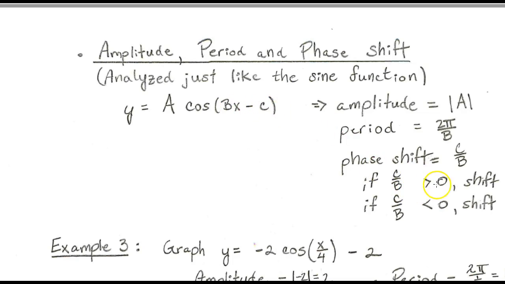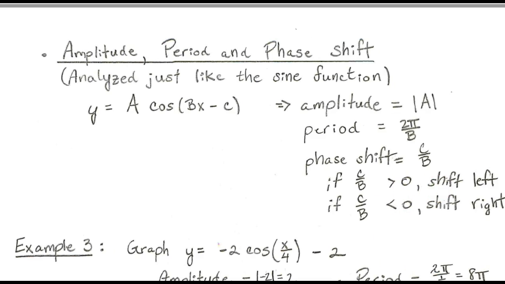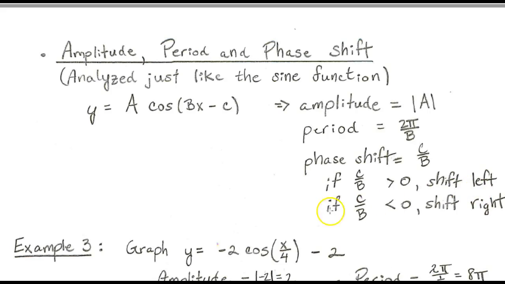So again, if c over b is greater than 0, we shift left. If c over b is less than 0, we shift right. Okay? Because if it's a positive number, I'm subtracting a positive number, then I'm shifting to the left. Okay? So let's go back and look at example 1.